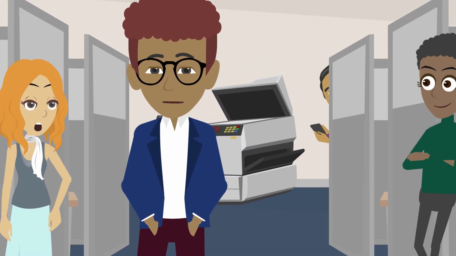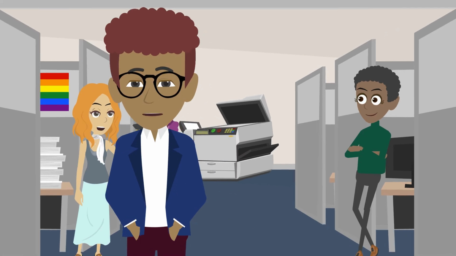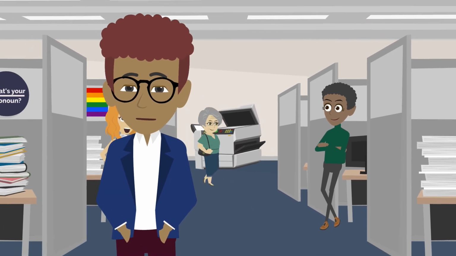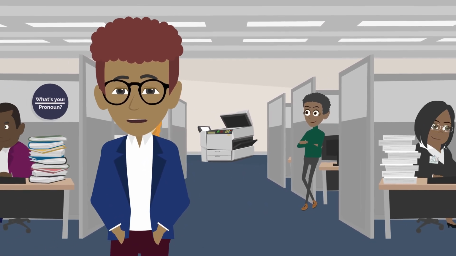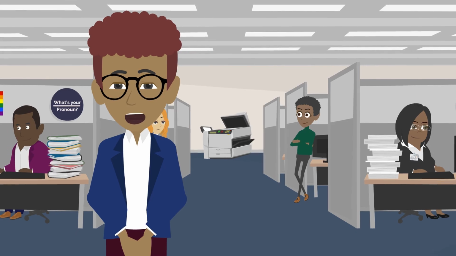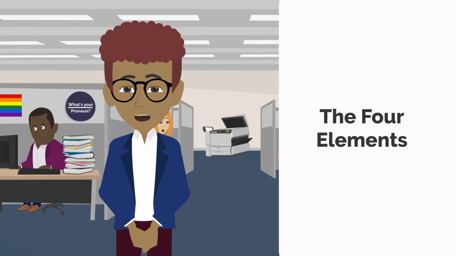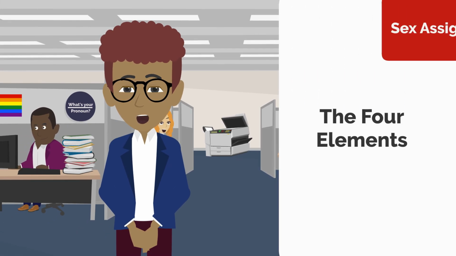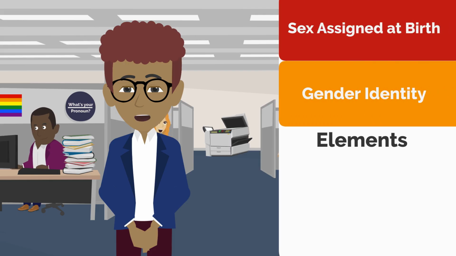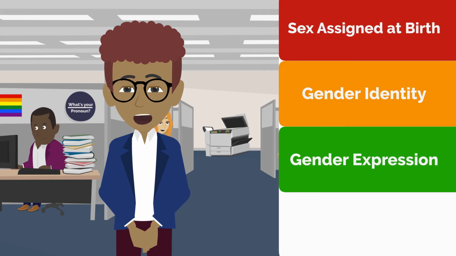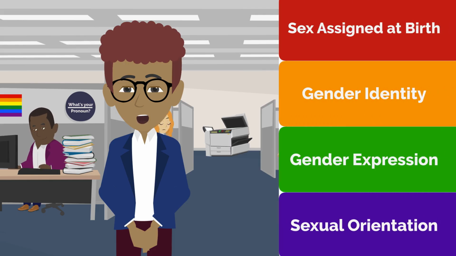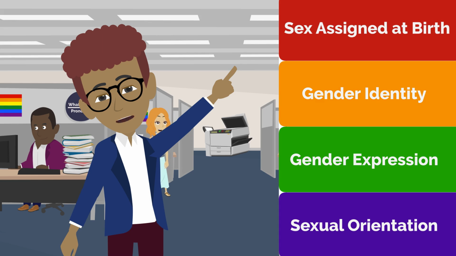Before we get started with today's live content, we want to talk about some basic terminology that is important to know when working with people who have diverse sexual orientations or diverse gender identities. There are 4 elements of identity that you will need to know: sex assigned at birth, gender identity, gender expression, and sexual orientation. First is sex assigned at birth, which is based on physical anatomy.